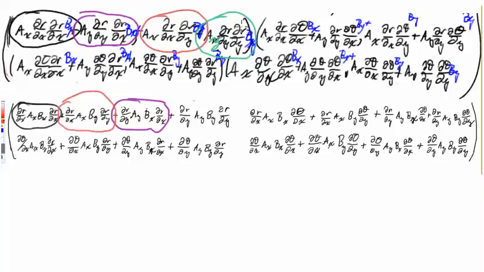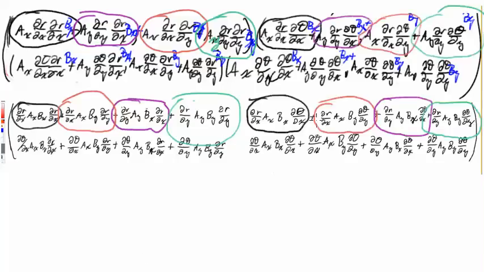So it was a mistake much earlier in the video. So maybe I'll correct that in the annotations. Then this one matches up. Del r del x, del r del x, a sub x, a sub x, b sub x, b sub x, del theta del x, del theta del x. This one matches up with this one.